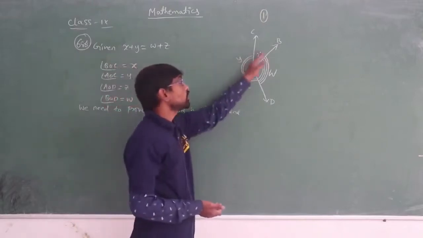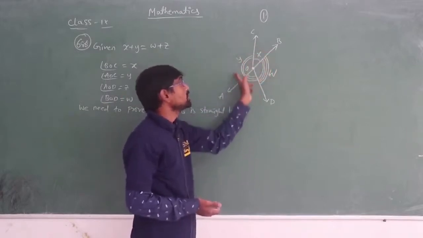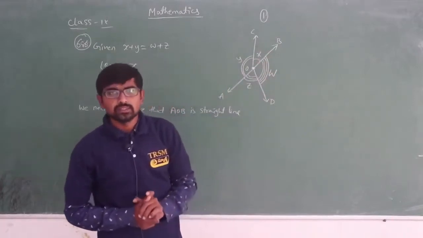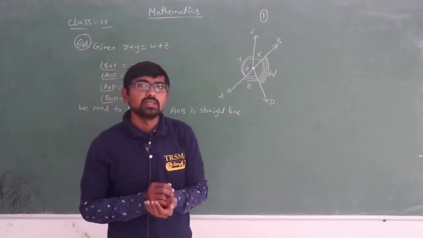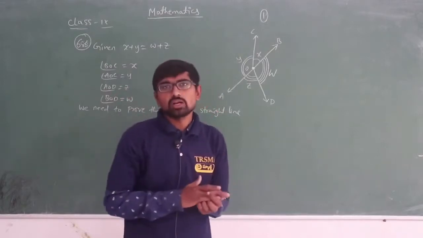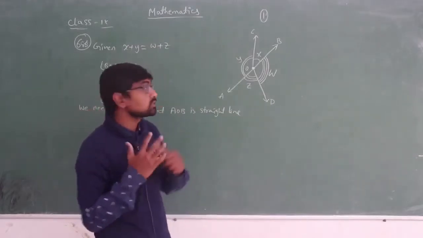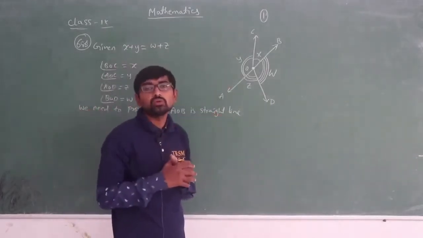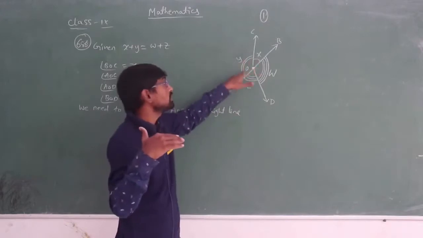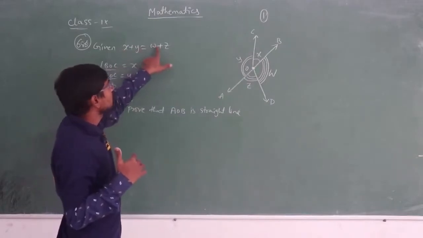It means we need to show that the angle from A to O to B, upper and below, is 180. In previous problems, it was given that they are straight lines and you just calculated the values of the variables. But in this question, variables and a line are both given, and we need to prove that the line is straight when x plus y is equal to w plus z.